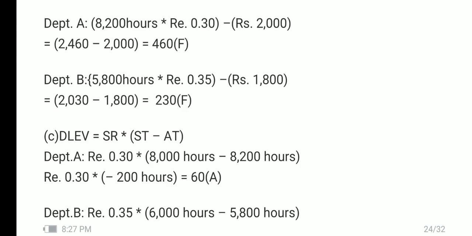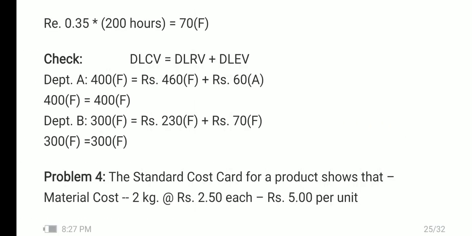For department B, standard specified was 6000 hours minus actual time taken 5800 hours. So 200 hours less than the standard specified. Therefore, naturally the situation is favorable to us. In department B, 200 hours have been saved. When multiplied with 35 paise per hour standard wage rate, it will give us 70 rupees favorable.